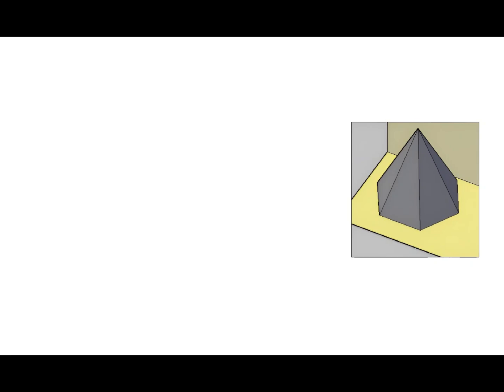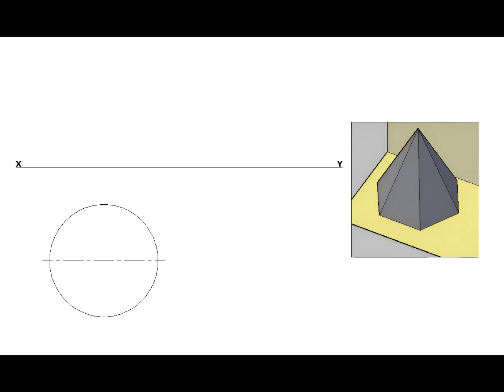Draw the XY line. Below the XY line, draw a circle with the side of hexagon as radius. Draw a horizontal center line for the circle. From the intersection points of circle and center line, draw arcs to cut on the same circle. These are the corner points of the hexagon. Join these points to complete the hexagon.